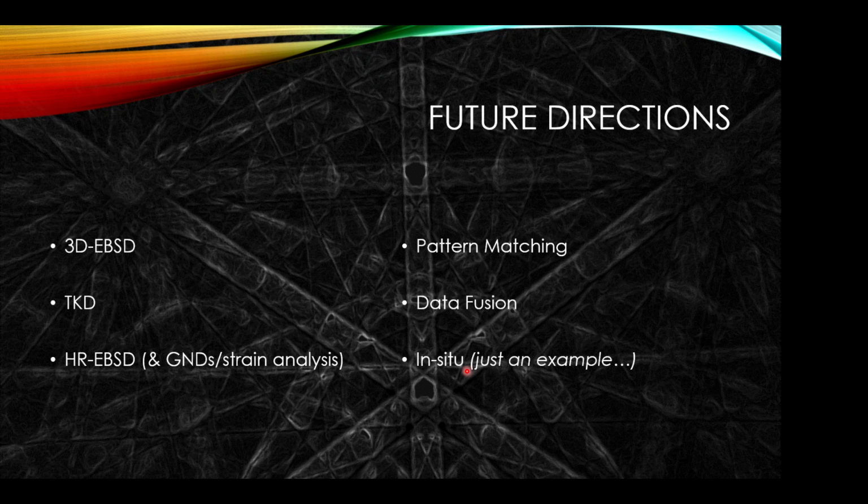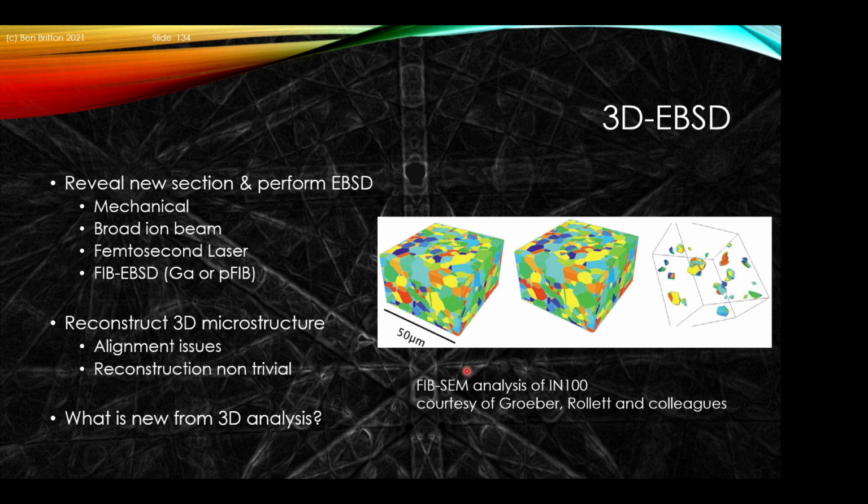So 3D EBSD, effectively this method, you reveal a new section of your sample and you conduct an EBSD map. You then effectively can construct a three-dimensional volume if you can reconstruct the alignments. The 3D volume can be done through mechanical polishing. You can do broad ion beams, so you can effectively use something like the PECS to sequentially cut through your sample and remove bits of this.